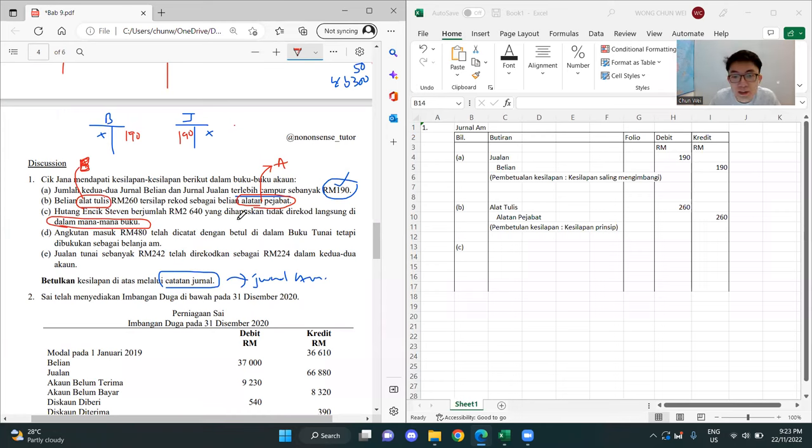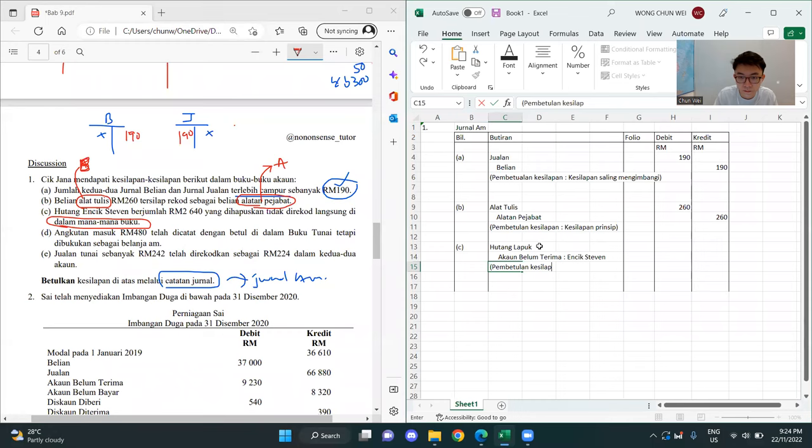Alright. So if this hutang dihapus, meaning this is a hutang lapor. So if hutang lapor is a belanja, I debit hutang lapor. This is what we learn from the bab 8. Correct lah? Hutang lapor. You debit hutang lapor. And then credit from your account belum terima Steven, because hutang lapor is always berkaitan dengan ABT. So, account belum terima Steven. So, this is a pembetulan kesilapan. This is a kesilapan ketinggalan. How much is this? Straight away take the figure from here. 2640.